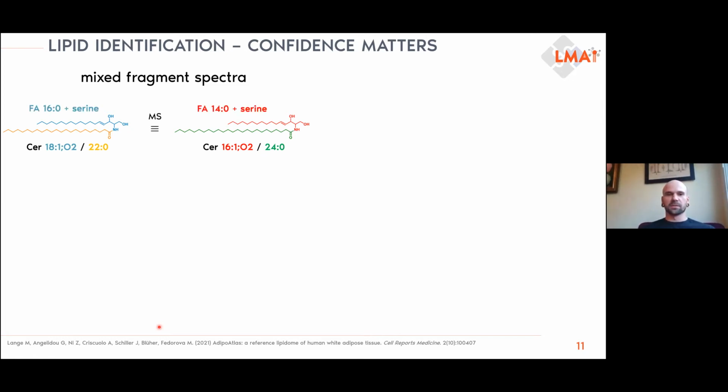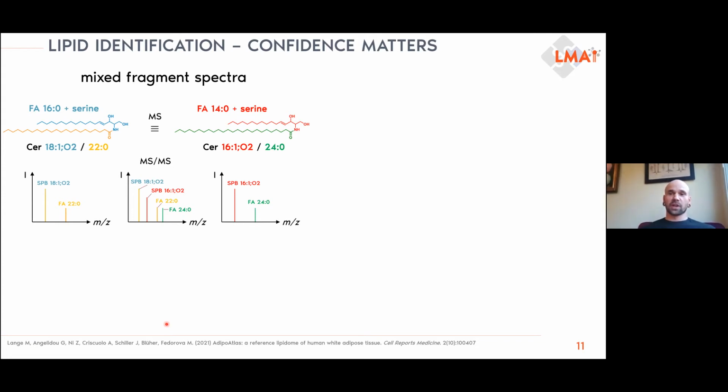These are isomeric species, but we know that they arise from different fatty acid acylation to the different amino acids here. So we can perform a tandem mass spectrometry experiment in which we can define the fragments that are indicative for the certain ceramide species we're looking at. A problem arises when both of these lipids are present at the same time, because then this results in mixed fragment spectra, which will not allow us to differentiate between these two species. So when we do the quantification afterwards, we can basically only quantify them together in bulk.